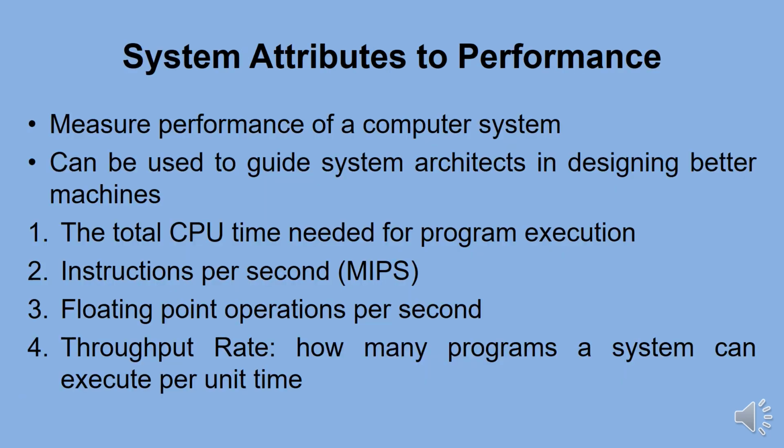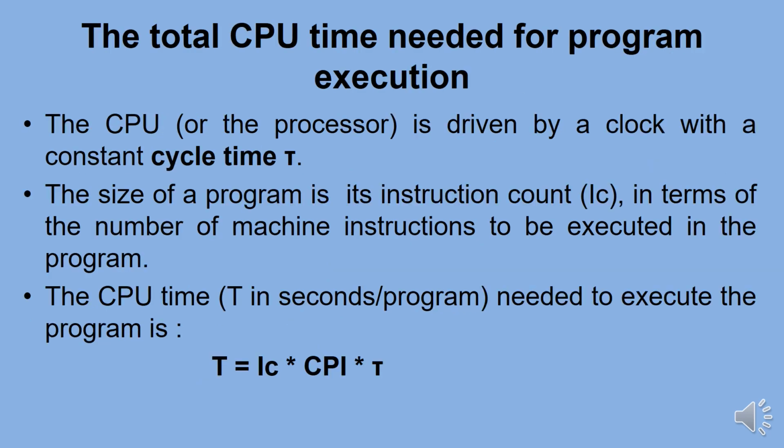The ideal performance of a computer system requires a perfect match between machine capability and program behavior. Machine capability can be enhanced with better hardware technology. However, program behavior is difficult to predict due to its dependence on application and runtime conditions. Next, the total CPU time needed for program execution. Here we need the clock rate.